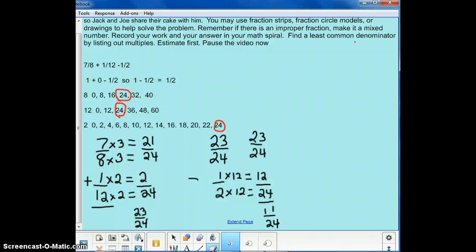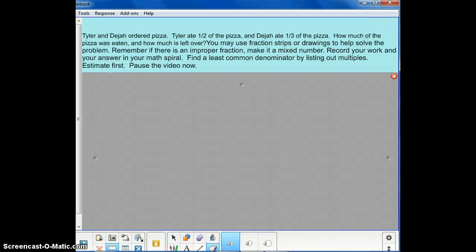Please write down anything you need to. Then continue. Tyler and Deja ordered pizza. Tyler ate 1/2 of the pizza and Deja ate 1/3 of it. How much of the pizza was eaten and how much is left over? There's 2 questions. You may use fraction strips or drawings to help solve the problem. Remember, if there's an improper fraction, make it a mixed number. Record your work and your answer in your math spiral.